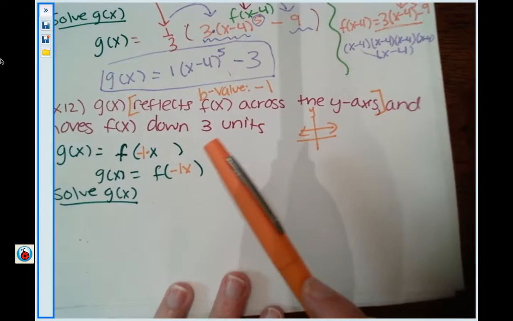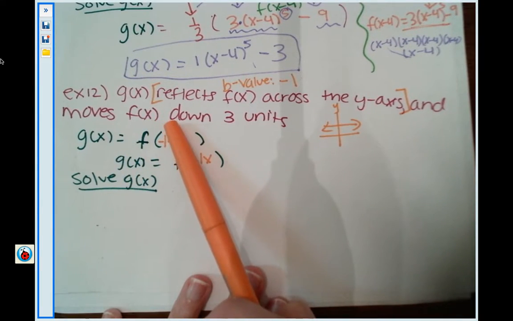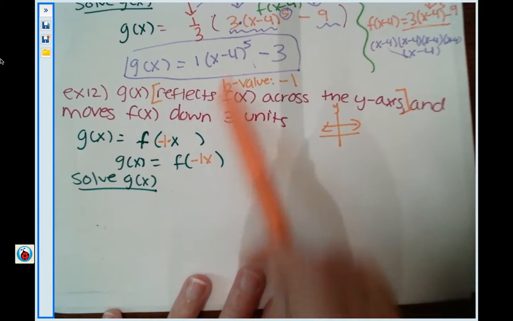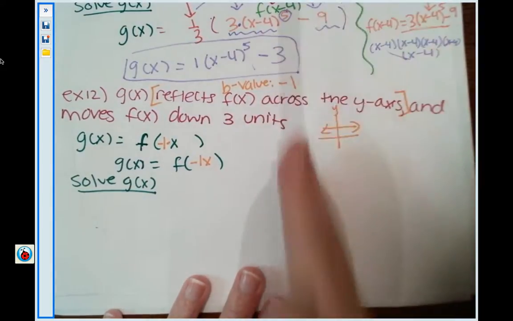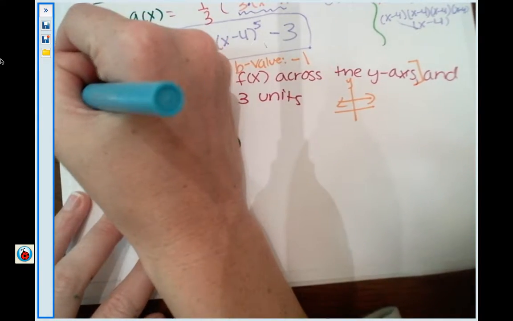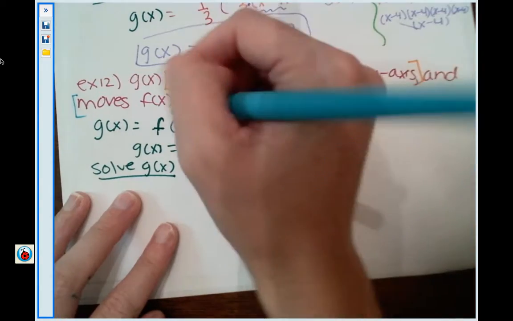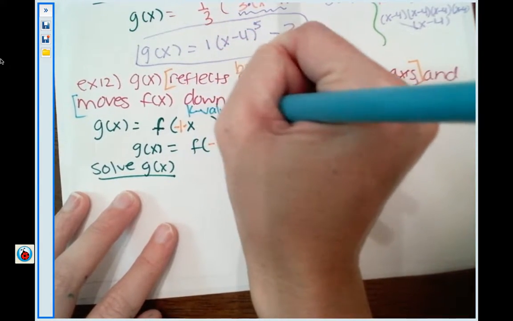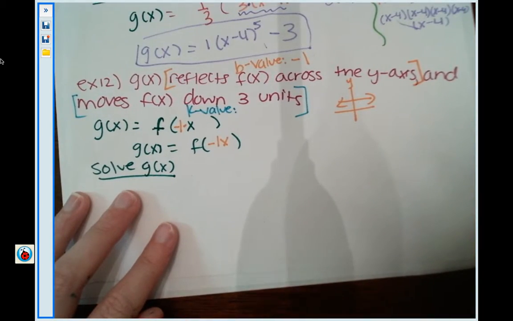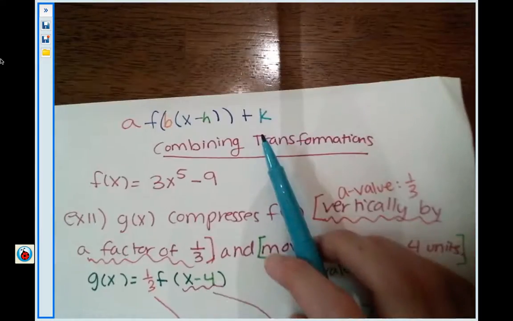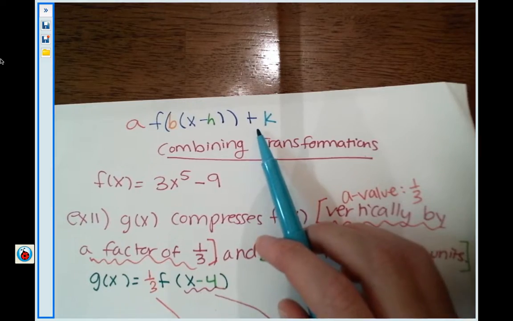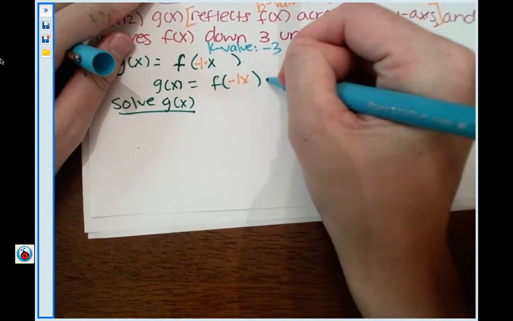All right, guys, and then finally, it says it moves f of x down 3 units. So we're going to go down 3 units. If we're going up and down, remember we're thinking kangaroo, so the kangaroo that goes up and down pertains to the k value. So this whole moving down 3 units is a k value. And remember, with the k value, we do not think the opposite. So if it's going down 3, it'll be a negative 3 k value. And k is on the very end and is outside of our parenthesis. So outside my parenthesis, I'm going to write minus 3.